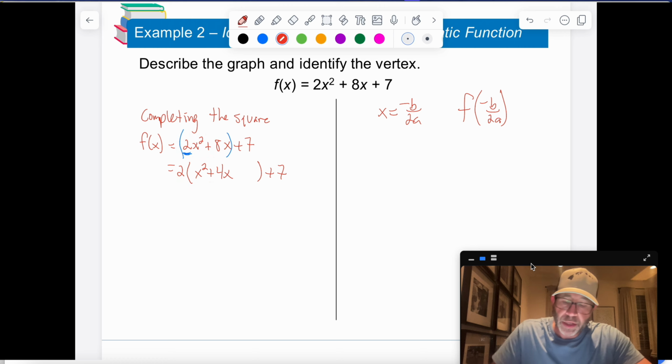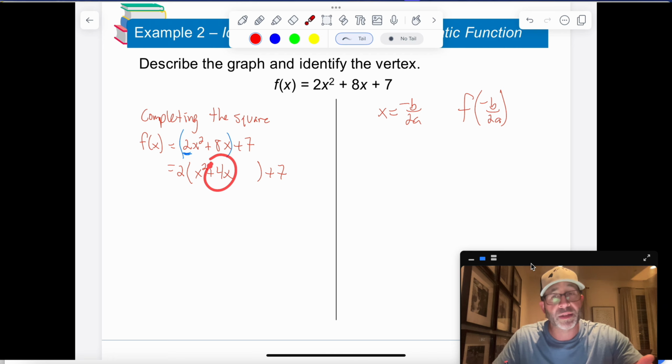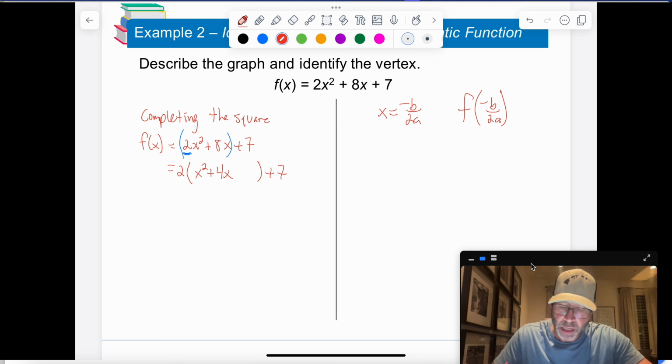Okay? So let's go ahead and complete the square. Half of 4, we're taking a look at this 4 here. Half of 4 is 2. Square that, we're going to get another 4. But now be careful. What I did in this problem was I didn't add in a 4. I actually added in a 2 times 4, which is equal to 8.